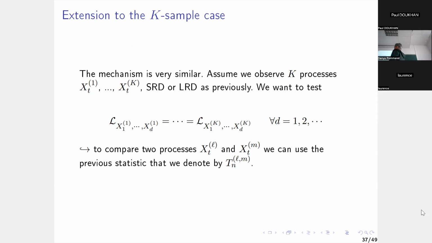So what we do, we use the method that we have seen just before. I mean that we consider 2 processes, and we know how to compare 2 processes because this is a statistic that I presented. So T_LM is a statistic that is able to compare the process L and the process M. I can do that because this is the same thing as before.